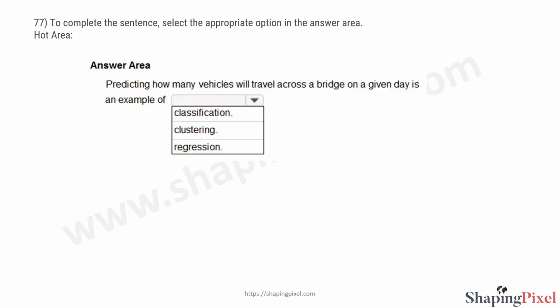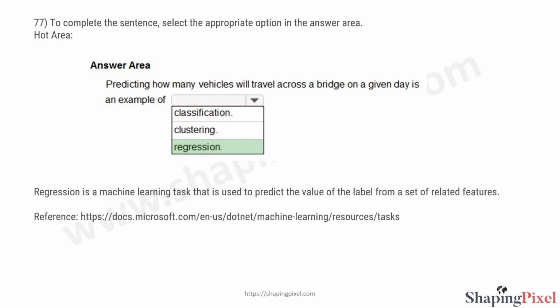Question number 77. To complete the sentence, select the appropriate option in the answer area. Predicting how many vehicles will travel across a bridge on a given day is an example of, and we have the following three options: classification, clustering, regression. So the right option here is regression. Regression is a machine learning task that is used to predict the value of the label from a set of related features.